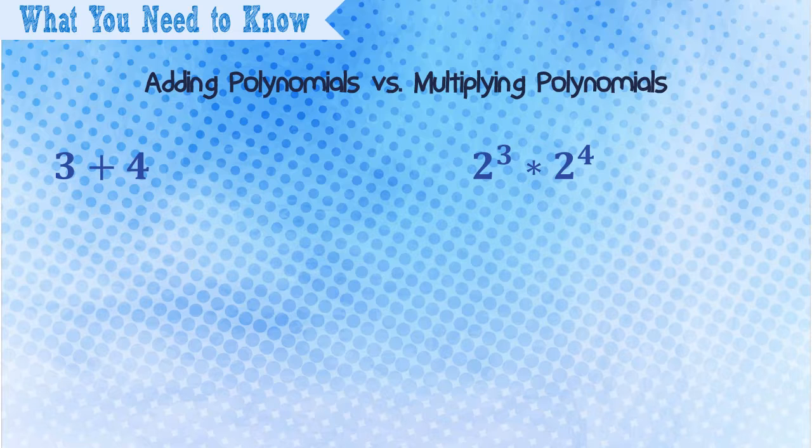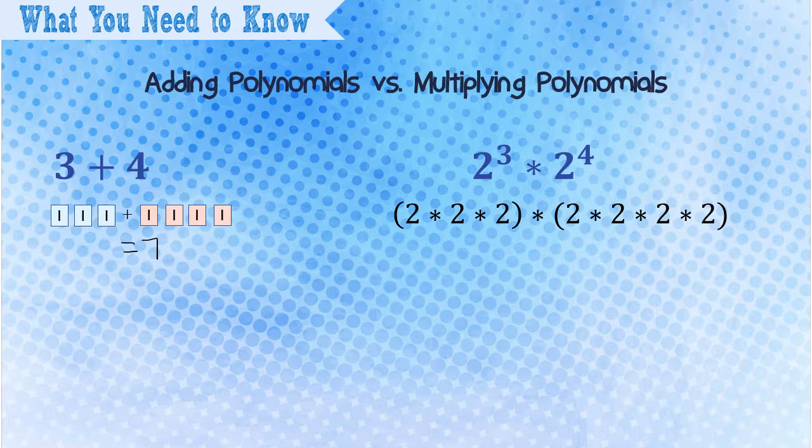then multiplying polynomials. So here's a couple examples. On the left here you can see I have 3 plus 4. Then on the right I have 2 to the third times 2 to the fourth. So let's visually look at the difference here. On the left, when I'm adding 3 plus 4, I'm simply adding 3 items, 1, 2, 3, to 4 items, 1, 2, 3, 4, which would give me a total of 7 items.